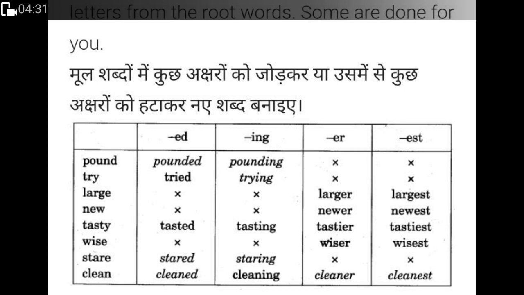We had already done this one. The only one left was with est. Testy, tested, testing, testier, testiest. Now here we can see that this word can fulfill all the five columns of it. Wise, wiser, wisest. We don't say wised or wising.